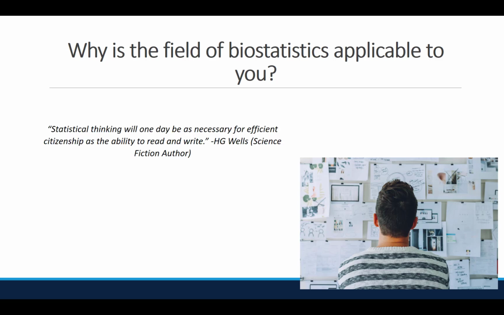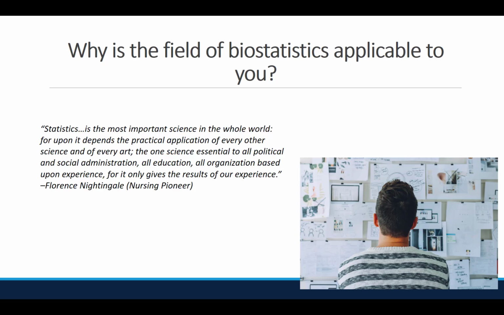According to H.G. Wells, statistical thinking will one day be as necessary for efficient citizenship as the ability to read or write. According to Florence Nightingale, statistics is the most important science in the whole world, for upon it depends the practical application of every other science and of every art, the one science essential to all political and social administration, all education, all organization based upon experience, for it only gives the result of our experience.